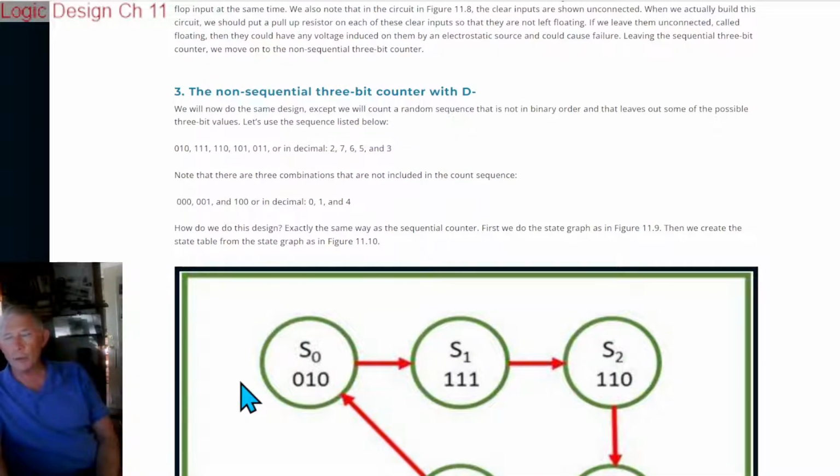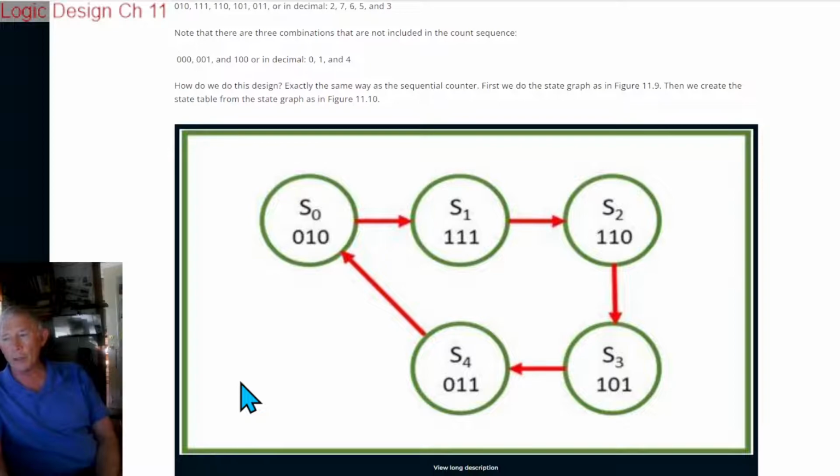Now, if we're going to do a non-sequential count, let's say we want to do something a little different. Let's say we want S0 to be 2, S1 to be 7, S2 to be 6, S3 to be 5, and S4 to be 3. Well, how's that going to look? How are we going to do this?